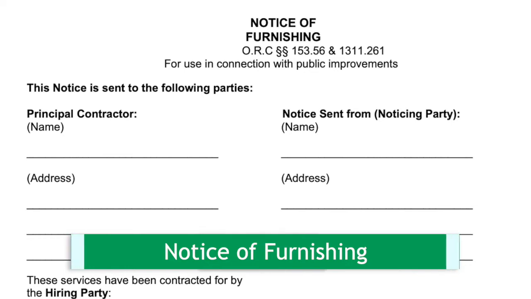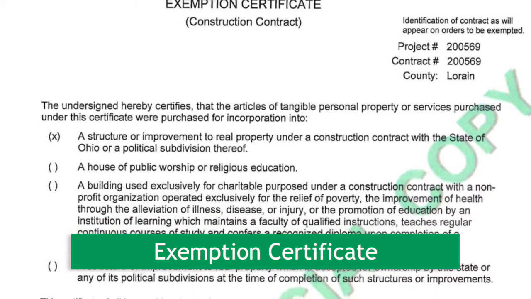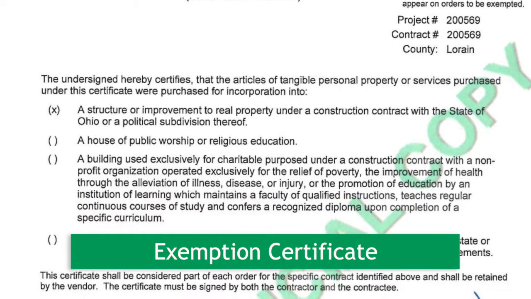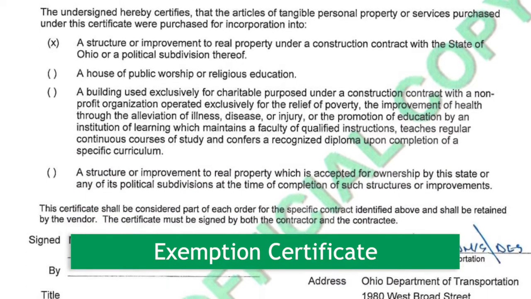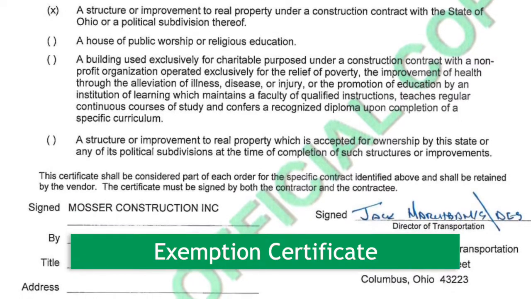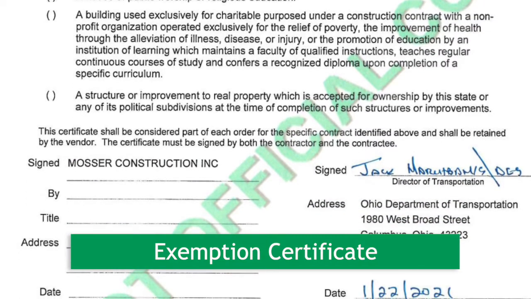The exemption certificate is required to be signed by the ODOT director and provided to the contractor because work and materials used on government projects are exempt from taxation. Contractors keep this certificate to share with the respective tax collection agencies to show that they performed work that is not to be taxed.